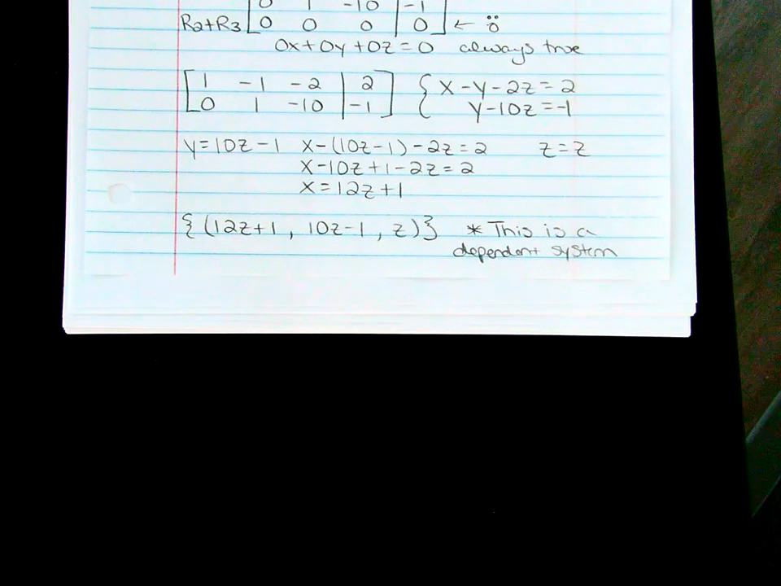So this is how this one looks different. Because we don't get to just stop when our row disappears and we get an always true statement. We're going to write everything in terms of z and get our ordered triple that way.